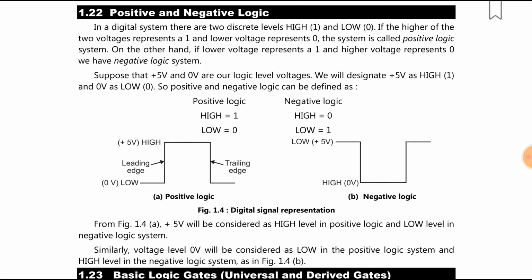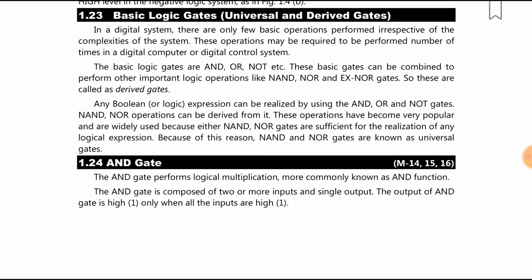Okay. Now you will see basic logic gates and universal gates. So in a digital system, there are only a few basic operations performed irrespective of the complexity of the system. These operations may be required to be performed a number of times in a digital computer or a digital control system. The basic logic gates are AND, OR, NOT, etc. These basic gates can be combined to perform other important logic operations like NAND, NOR and XOR gates. So these are called derived gates.